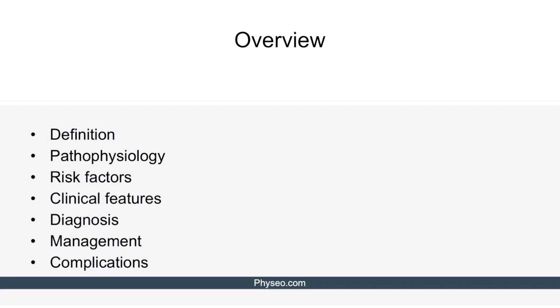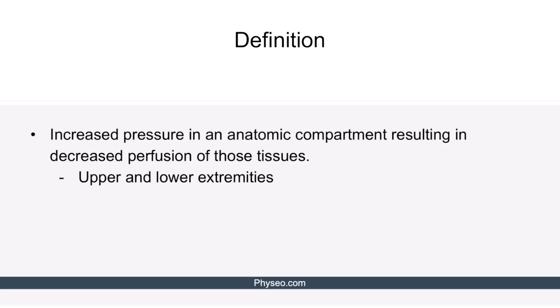In this lecture, here's an overview slide of the information we'll be discussing with regards to compartment syndrome. Let's begin by reviewing the definition. Compartment syndrome is when the pressure of one or more anatomic compartments increases to the point where tissue perfusion is either decreased significantly or stopped altogether. We'll discuss this in regards to the upper and lower extremities.